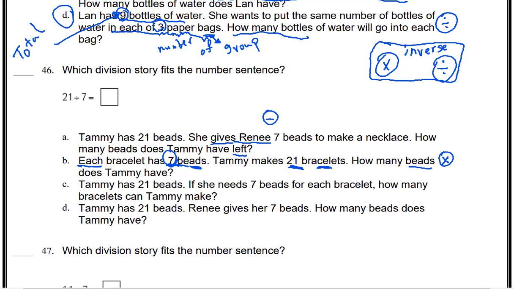C. Timmy has 21 beads. If she needs 7 beads for each bracelet, how many bracelets can Timmy make? It's a division. Okay, let's explain to your friends why it's division.